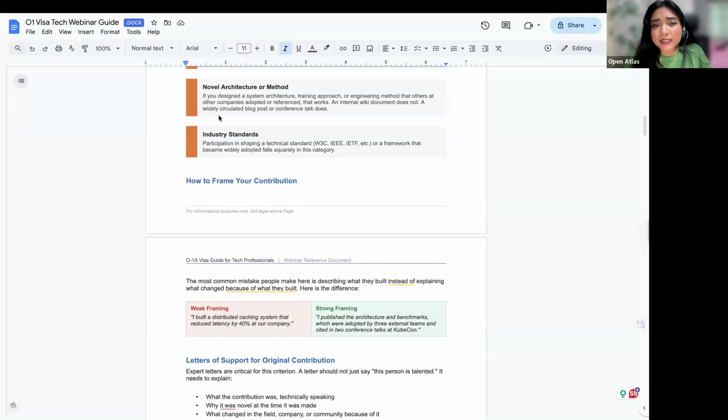Now, novel architecture or method. If you designed a system, architecture, training approach, or engineering method that others at other companies adopted or referenced, that works.